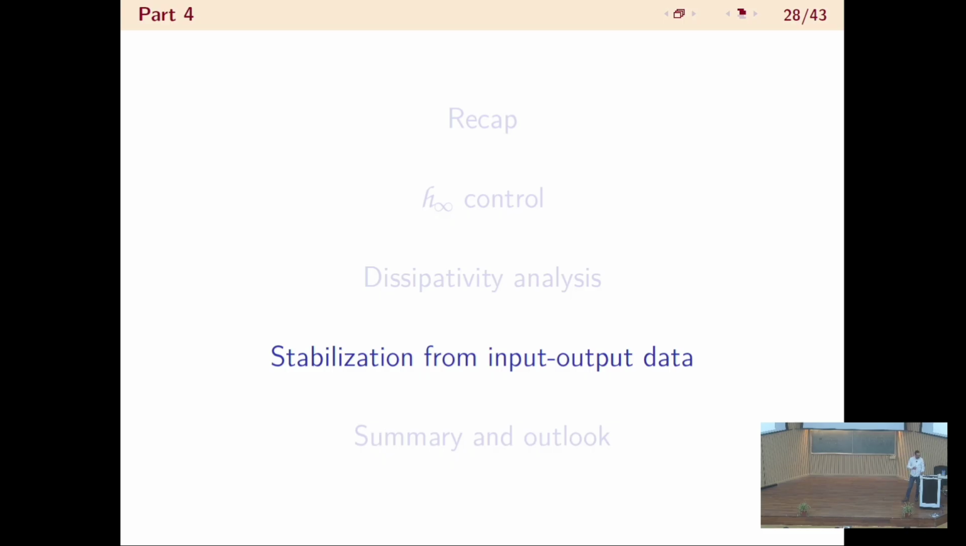But behavioral theory helps one formulating problems and solving problems without using representations of systems, or the problem tells which representation is better than another one. So I hope I'm going to convince you with the particular problem I'm going to study next. Stabilization from input-output data. Okay? Technical details are not important. The core idea is important.